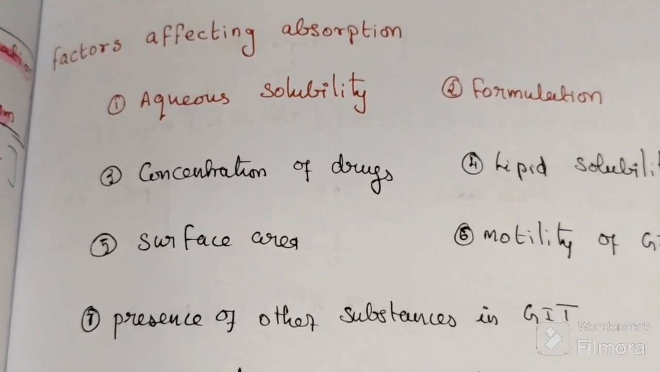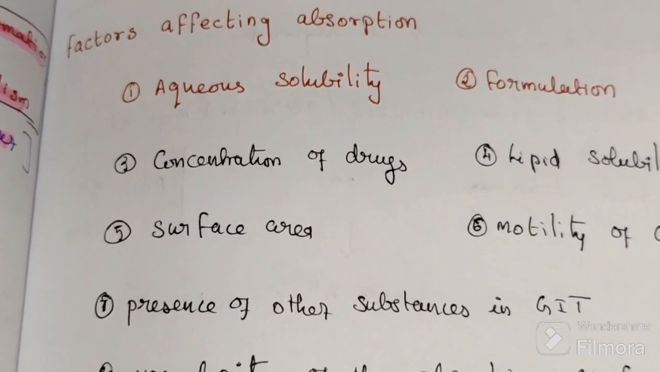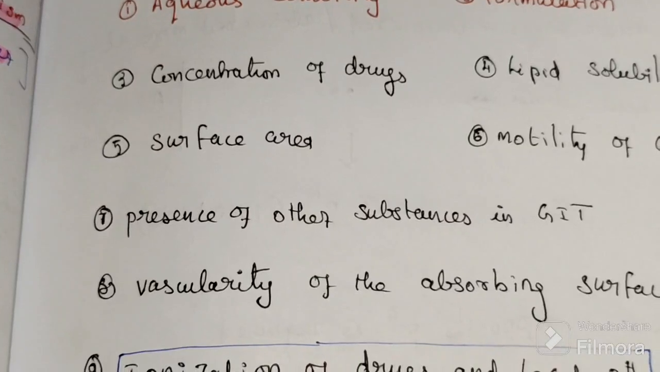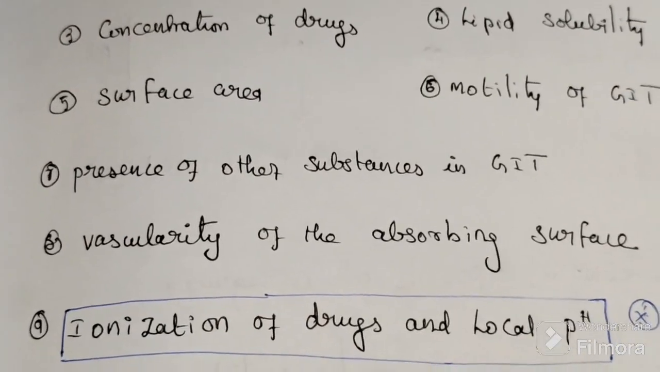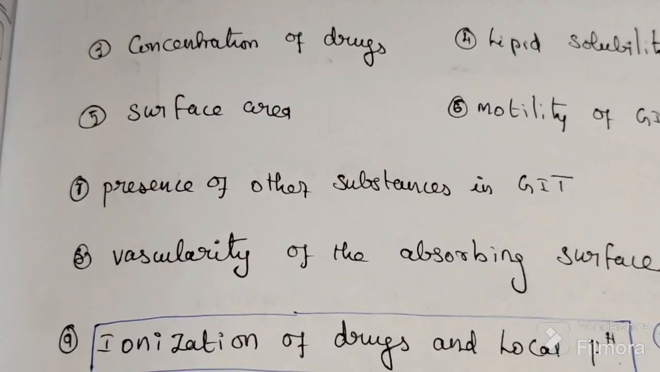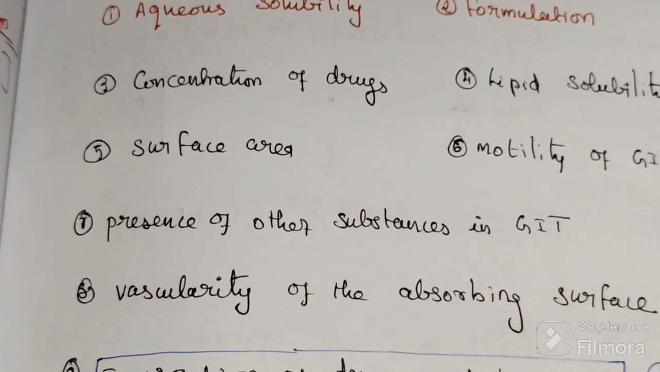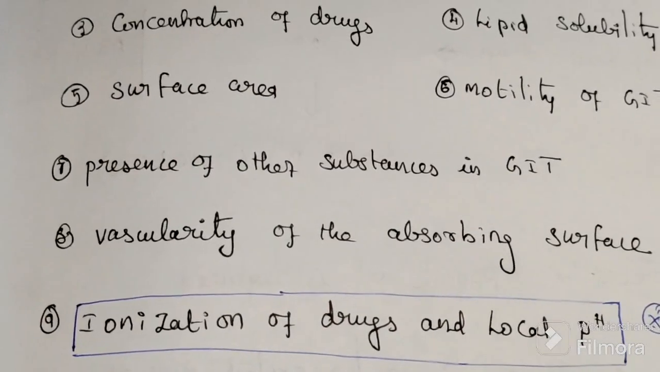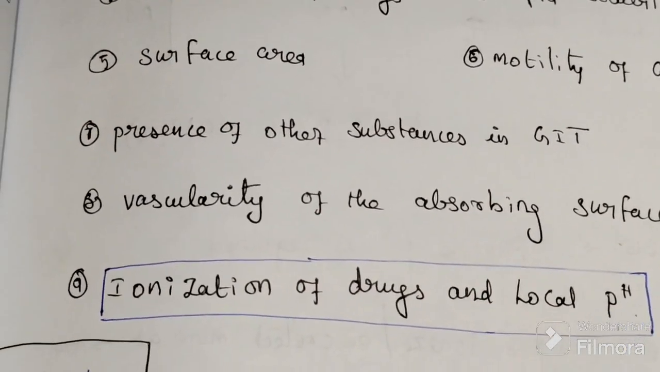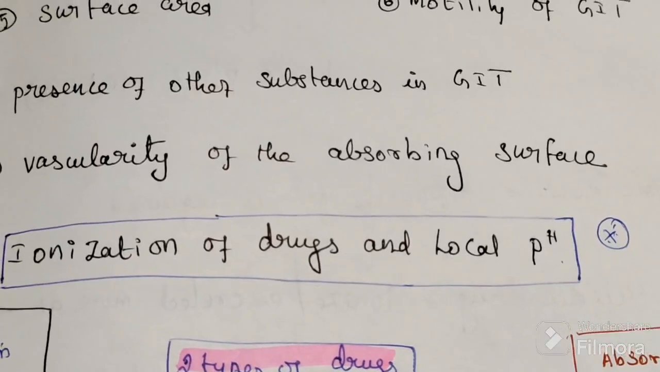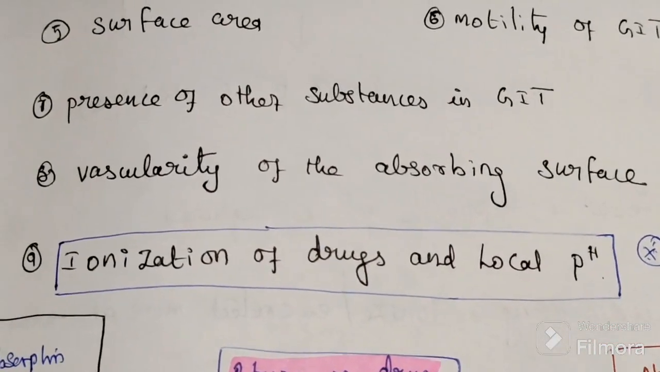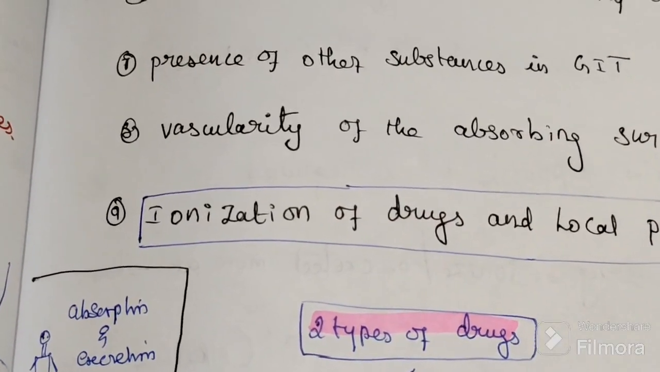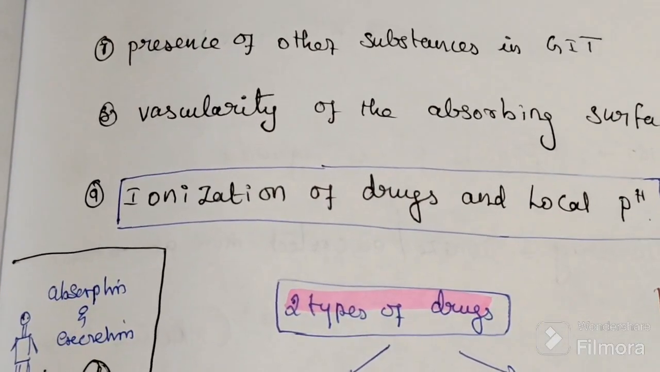Next, factors which affect absorption. See here, the first portion is absorption. What is absorption? Movement of the drug from the site of administration to circulation. There are many factors on which it depends. The ultra important factor is the effect of pH. Does pH affect absorption and excretion? Of course it does.